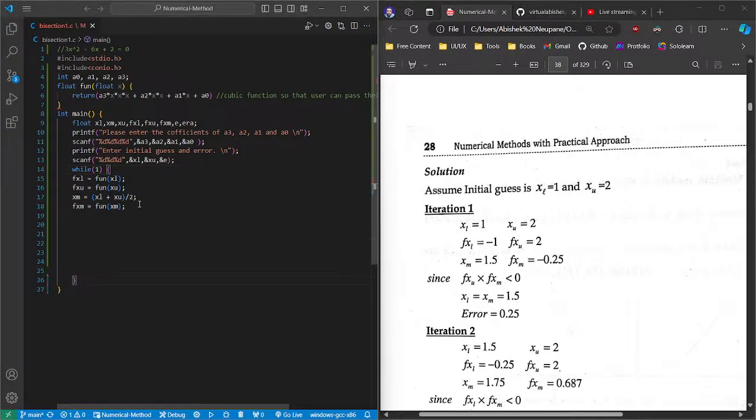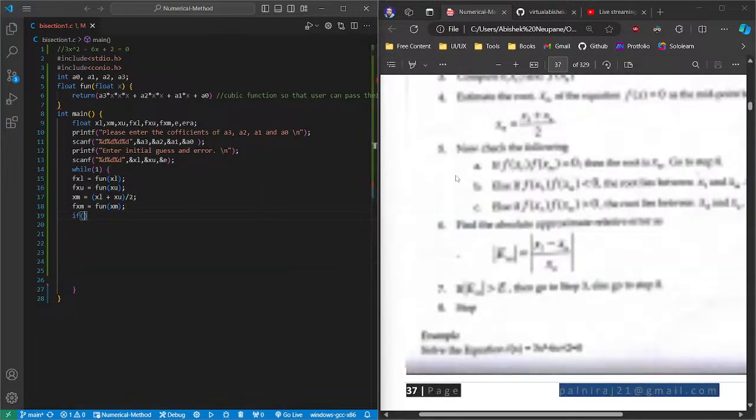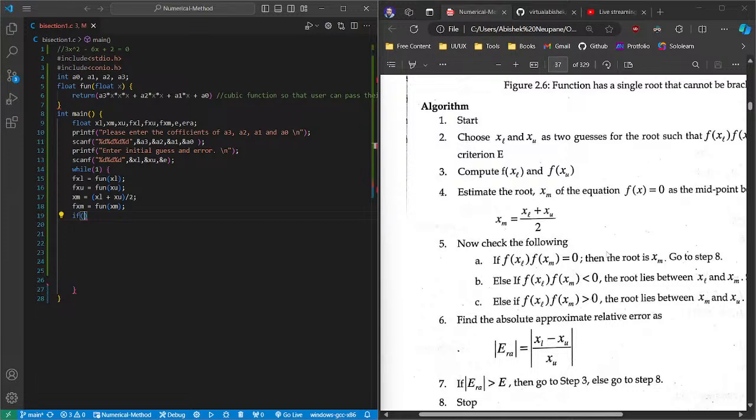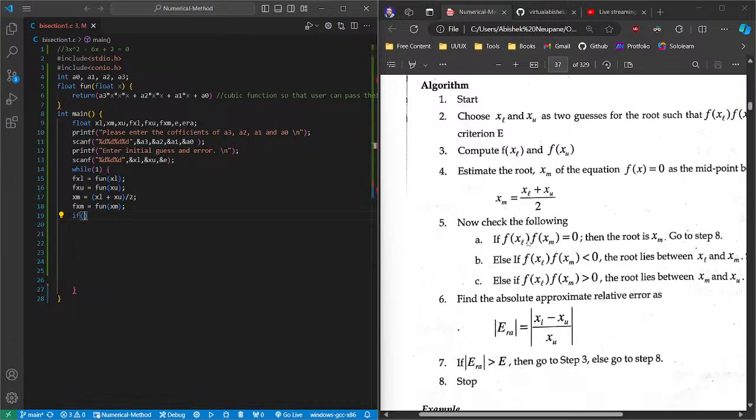This is closed for this while. Okay, now let's use the if loop. We are on the most important loop here. Let's compare this computationally, not theoretically. So check the algorithm: if f(xl) and f(xm) is equal to 0, then the answer is xm.